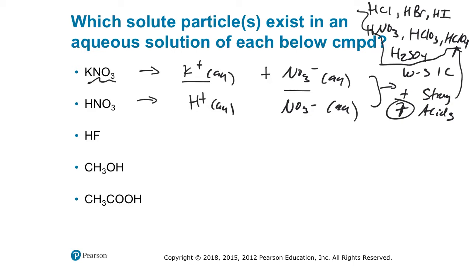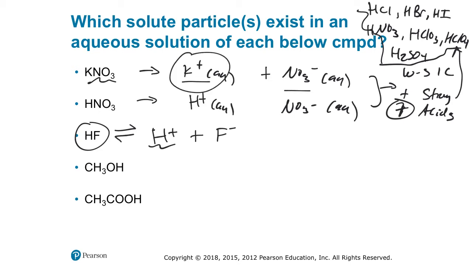So then HF is only going to partially dissociate. I can use an equilibrium arrow, that might be the best way to signify this. I get some dissociation to H+ and F-, but just not total. So I'm going to be left with some HF molecules, some H+, and some F- ions. So the particles in solution for KNO3 and HNO3 are the cation and nitrate ion. And for HF, my particles would be HF, and then some H+, and then some F-.